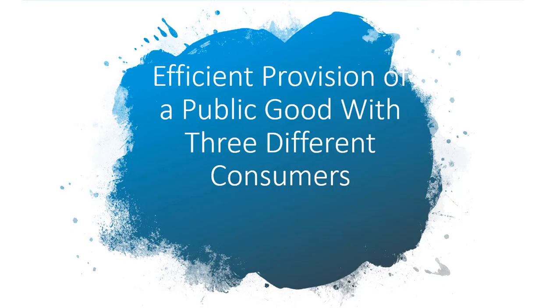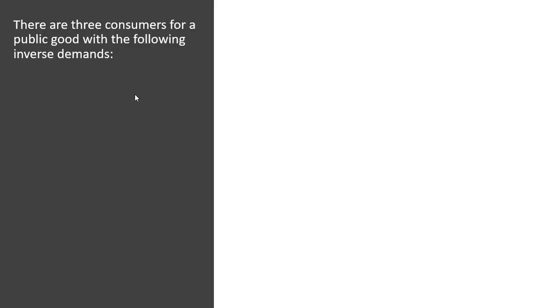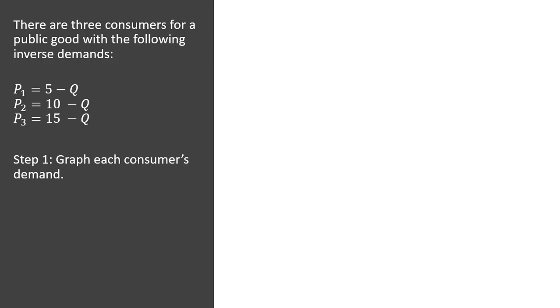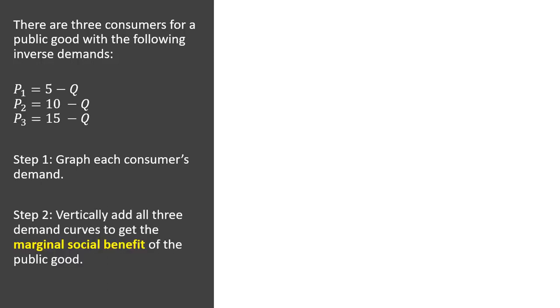Hello, in this video we're going to look at the efficient provision of a public good with three different consumers. There are three consumers for a public good with the following inverse demands: Consumer 1, Consumer 2, and Consumer 3. Step 1 is to graph each consumer's demand, and step 2 will vertically add all three demand curves to get the marginal social benefit of the public good.